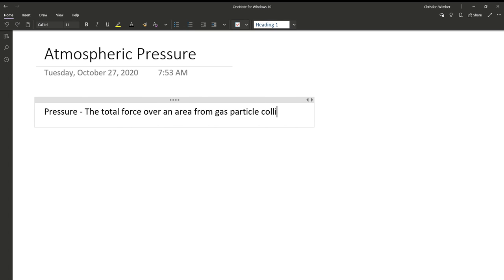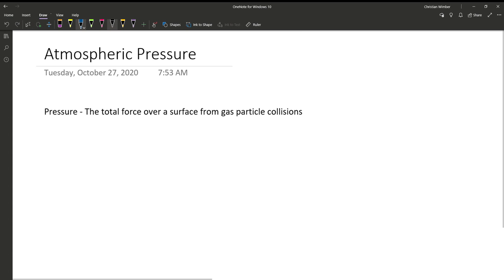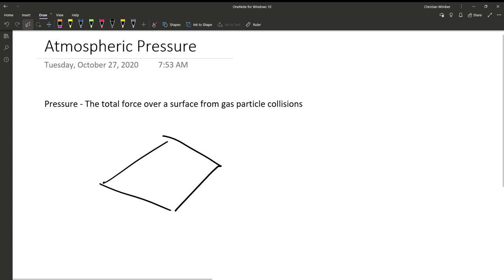So, if we have some sort of surface, here's a surface. You can imagine that particles are bouncing off of that surface, and that little collision here is causing some amount of force. The sum total of that force spread out over that area is our pressure.